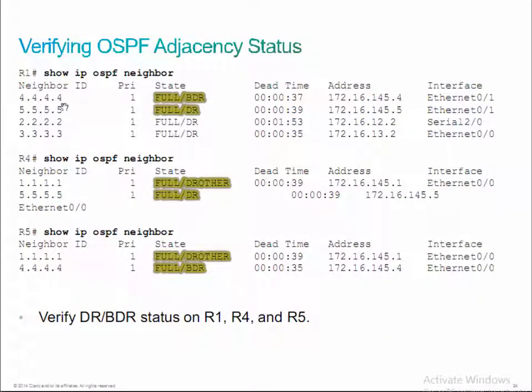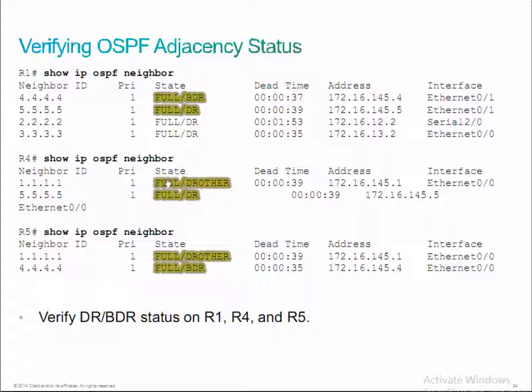So we're looking at router 1, router 4, and router 5. These are the three routers in that broadcast domain. Router 5 is the DR. Router 4 is the BDR. Mathematically, that makes sense because they all have the same priority, so we go based on router ID. Highest router ID wins and becomes the DR. Second highest router ID becomes the BDR. And you'll notice that router 1 becomes a DR other.